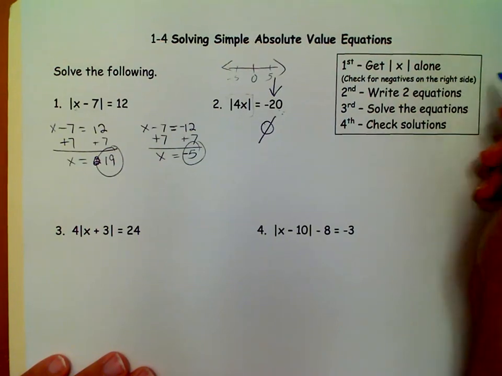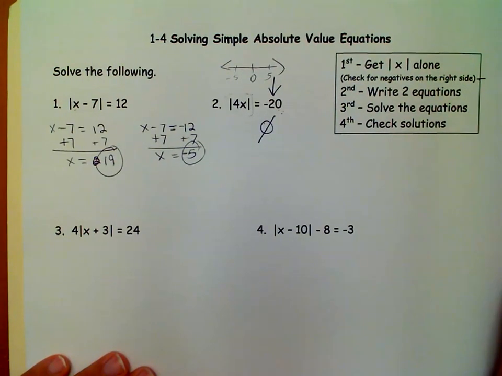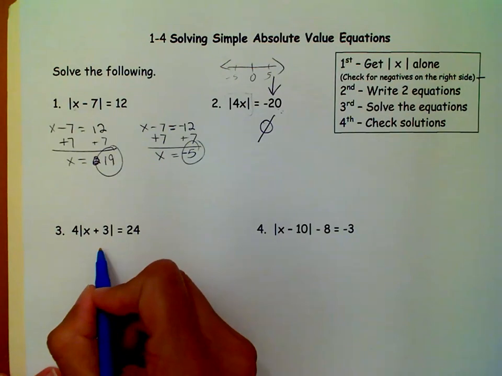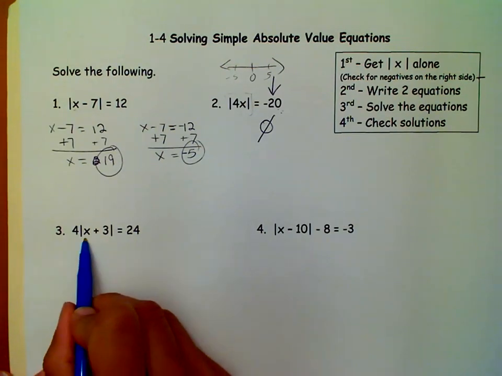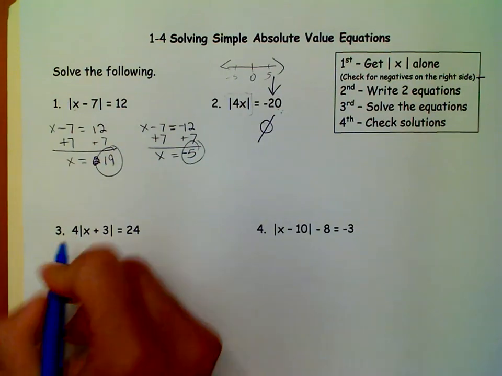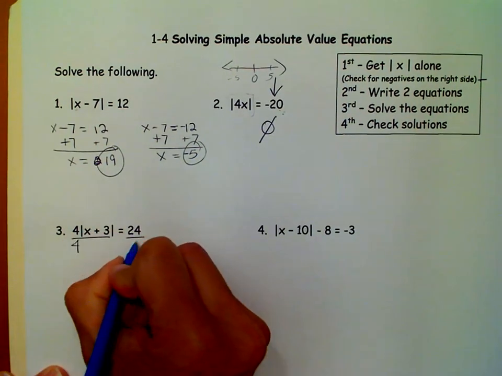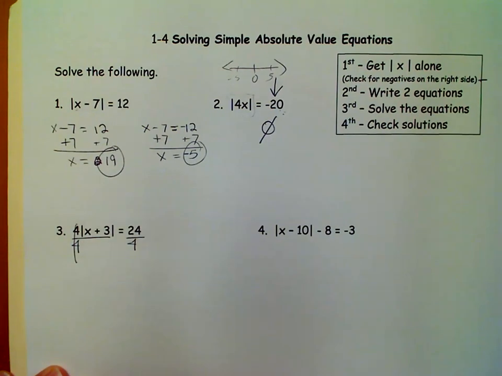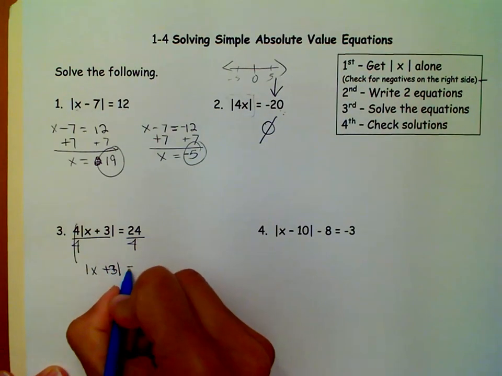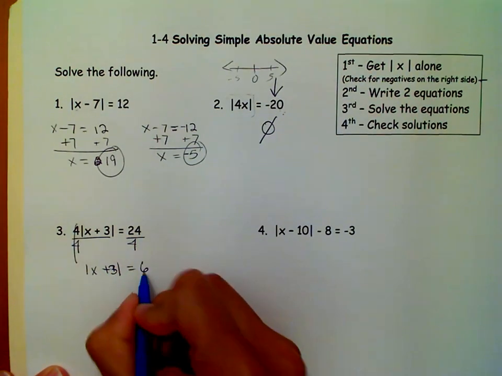Okay, so that's why it's important to check for the negatives after you get this alone. Because if there's a negative on that side, check to make sure you've done everything right. But then if there's a negative, it's no solution. All right, looking at this one. We have to get it alone. Now, it's not alone now. The absolute value of x plus 3 is not alone because it's being multiplied by 4. So how do we get rid of multiplication? We divide. So we divide by 4 on the left. It cancels the 4s, so I'm left with the absolute value of x plus 3. And 24 divided by 4 is 6.